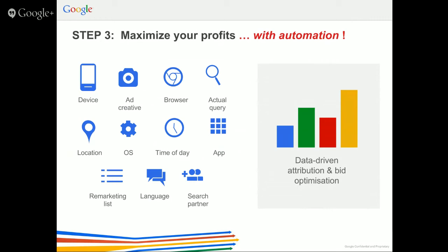The good news is Google Analytics is also going to provide a data-driven attribution model for your search ads that you can integrate in your automated bidding. And that's something we're going to release in the next week.